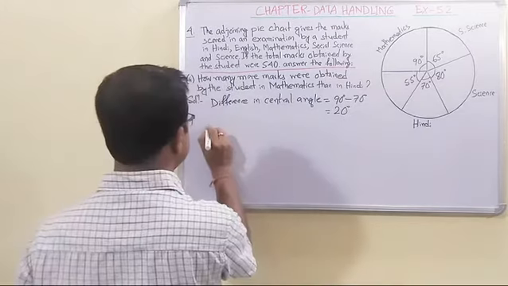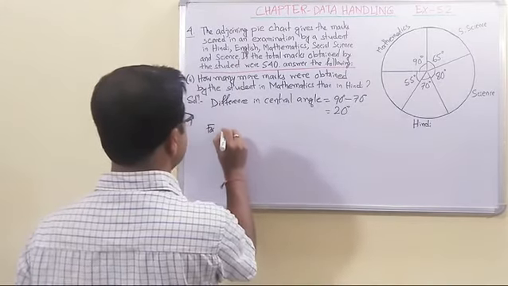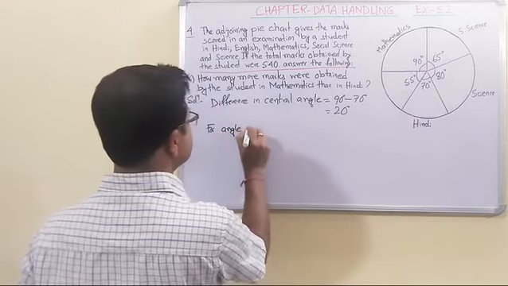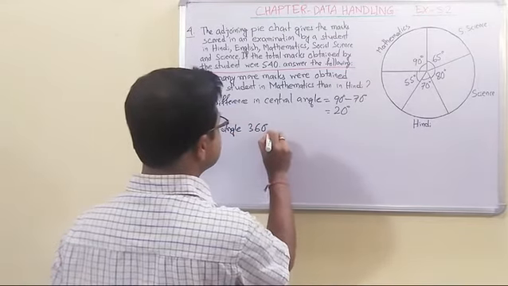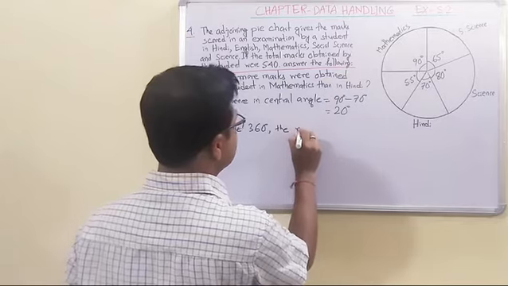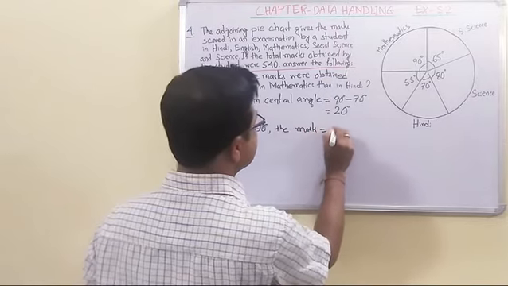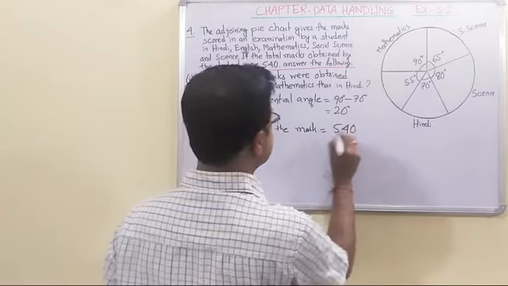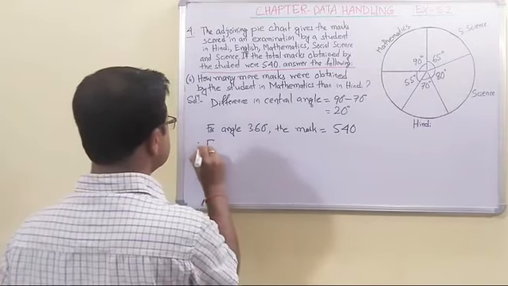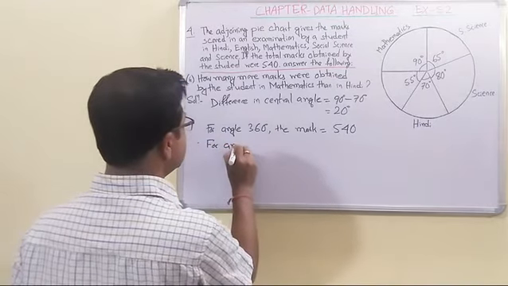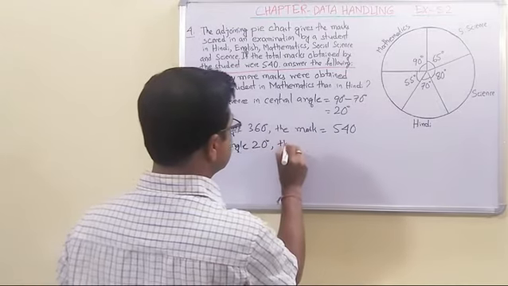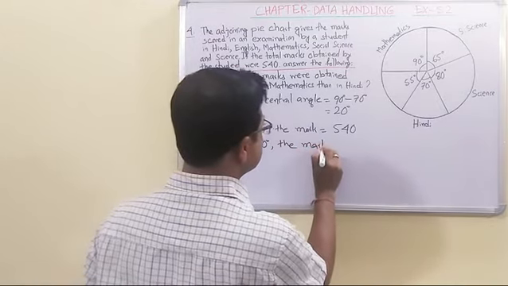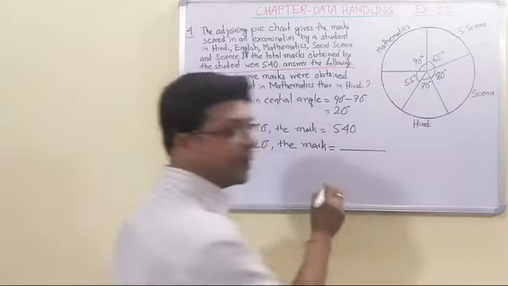Let us find it. For angle 360 degrees, this is actually the central angle, what is the corresponding mark? It is 540. Okay. Now for the angle of 20 degrees, what is the corresponding mark? You know the unitary method.